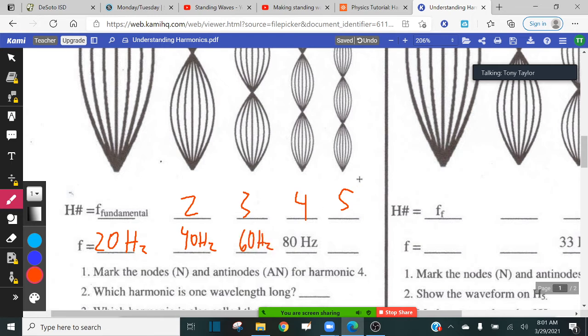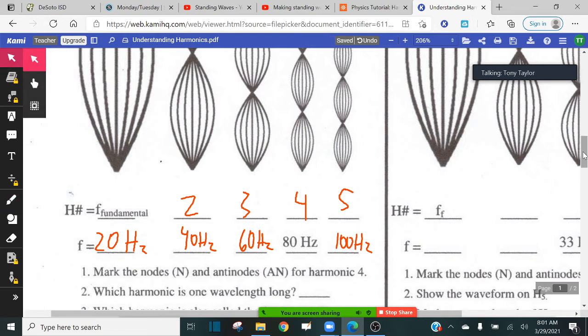Okay. What about the frequency of the fifth harmonic? It will be 50 times 20. I'm sorry, not 50 times 20, but 5 times 20, which is 100 hertz. Okay. So hopefully you guys get the point.